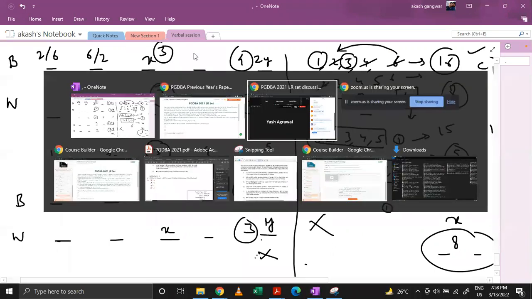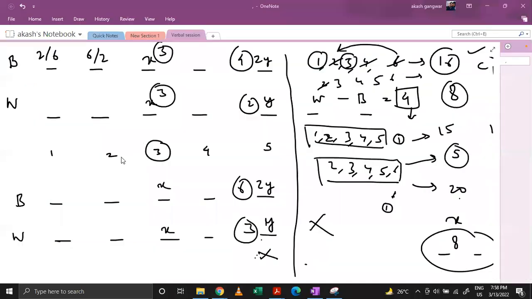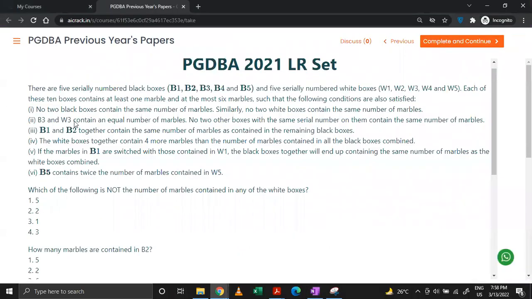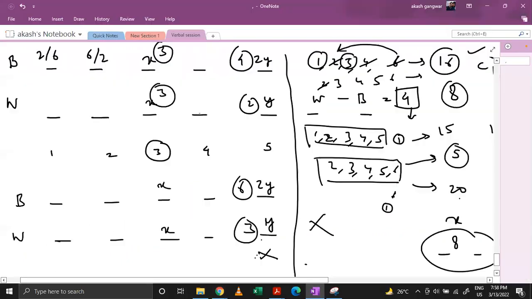Okay. So we got this option. We had an initial condition that B3 and W3 are same, right? B3 and W3 contain an equal number of marbles. Now, it can't be 2 and 6. 6 and 2 are reserved for B1 and B2. 4 is reserved for B5. We are left with 1 and 3. 1 is not there, and it would be 3. Okay, so that's why this one should be 1.